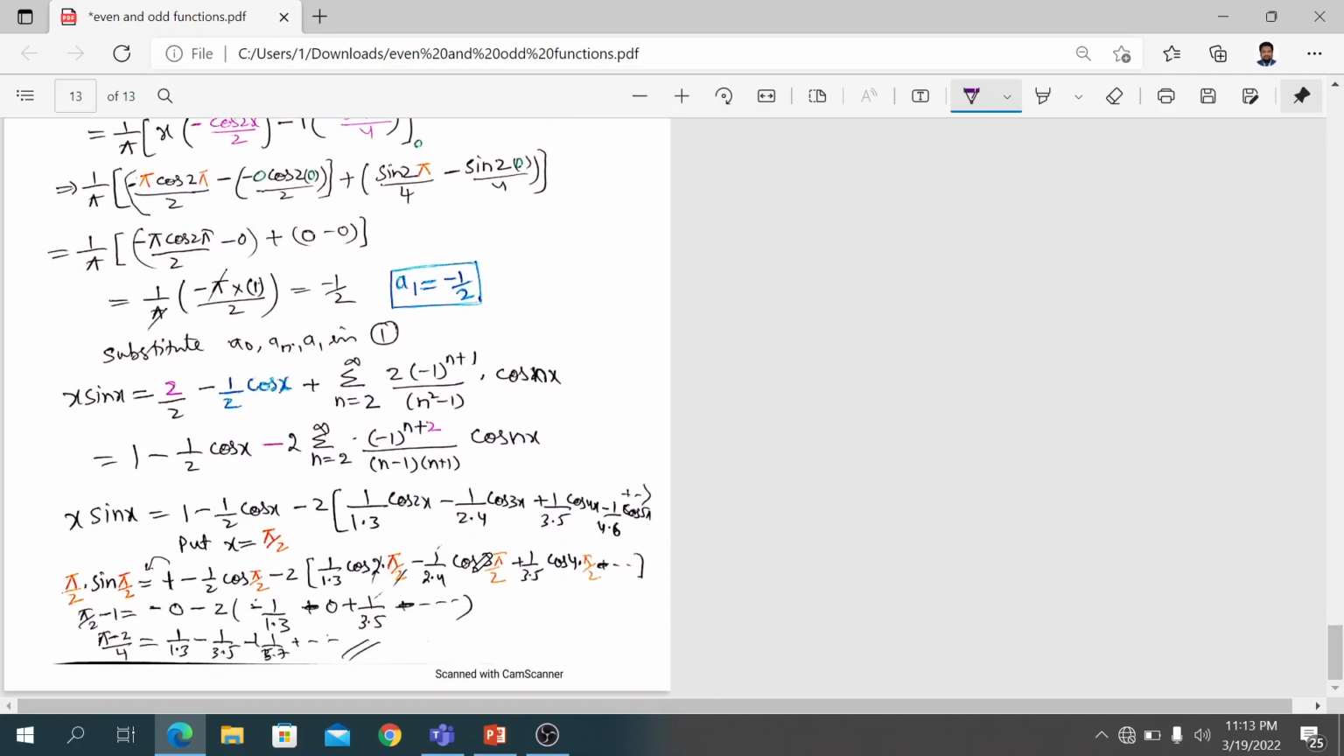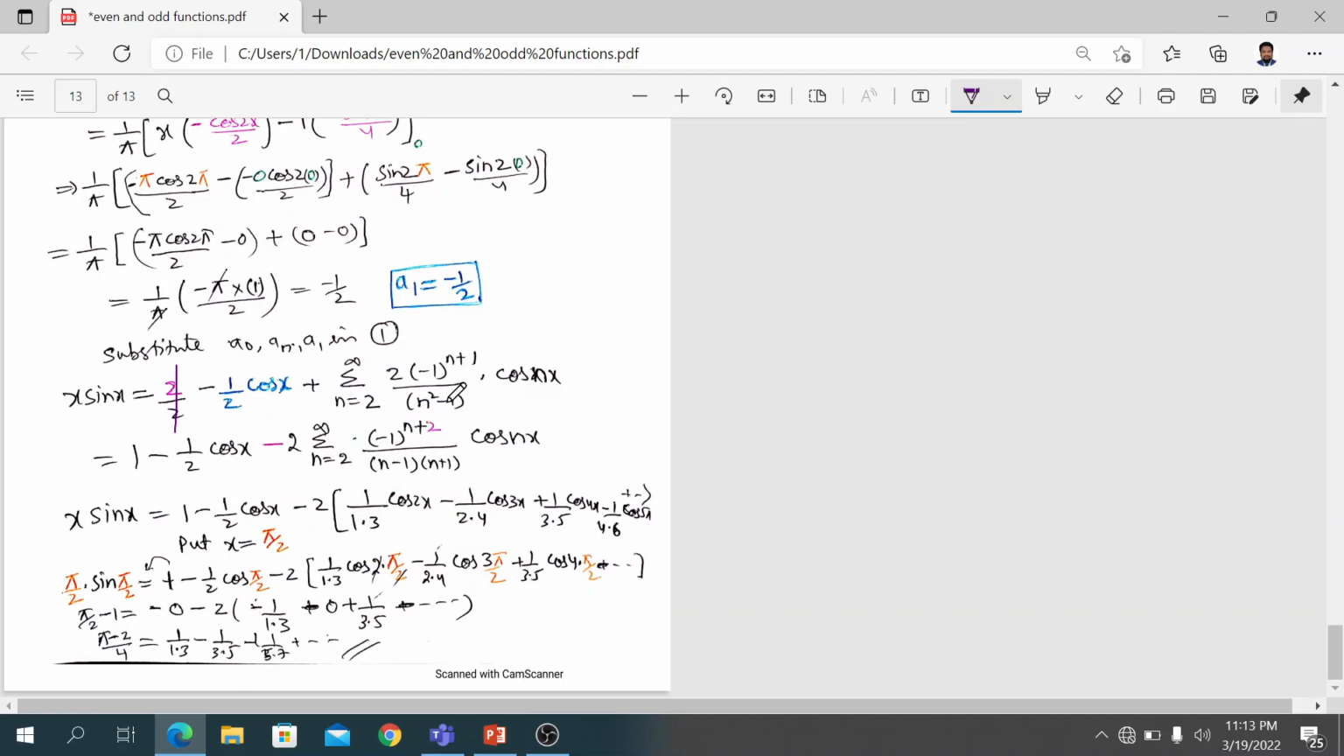Now substitute in the first equation. So x sin x is equal to a naught by 2, that is 2 by 2, minus a1, this minus 1 by 2 cos x, plus sigma n is equal to 2 to infinity of 2 into minus 1 power of n plus 1 by n square minus 1 cos nx. These two cancel, 1 will be the answer, minus 1 by 2 cos x. Take minus 2 outside, n plus 1 becomes n plus 2. Now open this one: x sin x is 1 minus cos x minus 2. Here if we apply 2 here, it becomes 1 by 1.